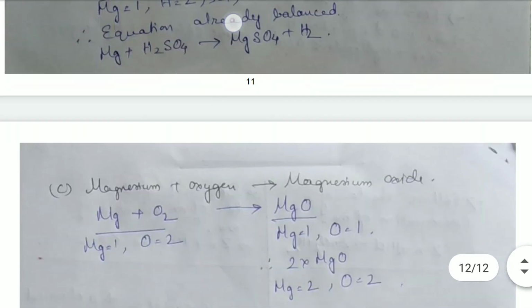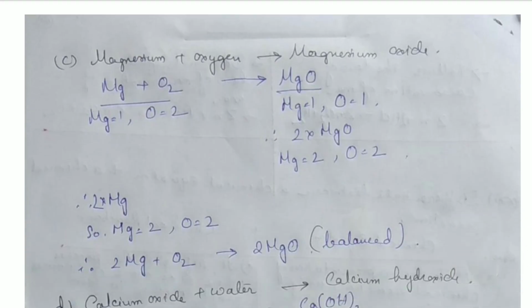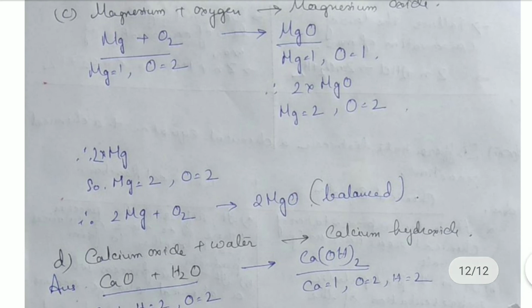Okay. Next is magnesium plus oxygen gives us magnesium oxide. Magnesium Mg plus O2 gives us MgO. See, Mg is equal to 1, O is equal to 2. Again, on the product side Mg is equal to 1, O is equal to 1. So we multiply the product side by 2. We get Mg is equal to 2 and O is equal to 2. See, here the Mg has become 2 on the product side. So we multiply the reactant side Mg by 2. We get Mg is equal to 2 on both sides. So the final balanced equation will be 2Mg + O2 gives us 2MgO.